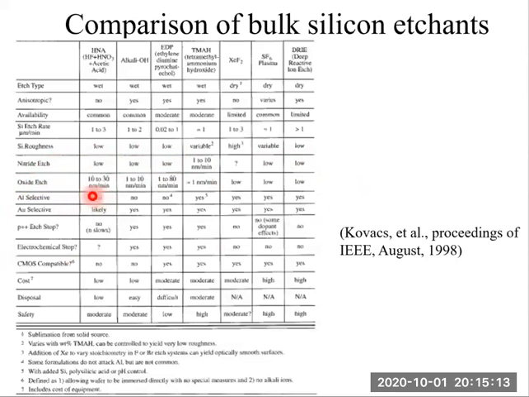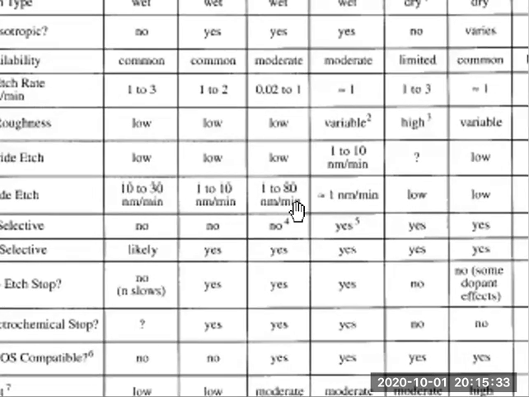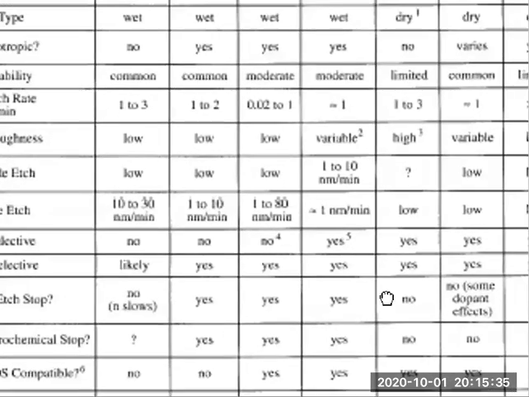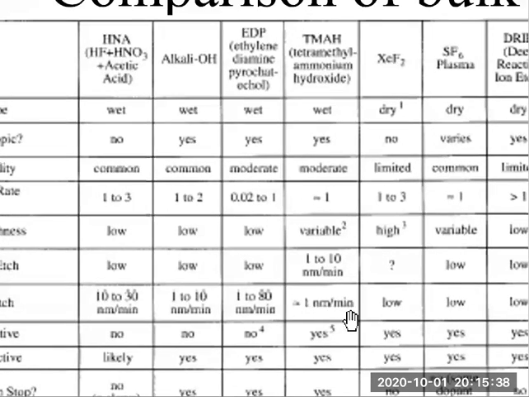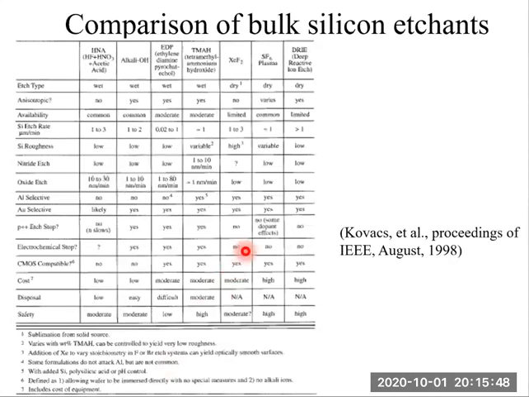Oxide etch: in HNA, 10 to 30 nanometers per minute, a pretty high etch rate. KOH 1 to 10 nanometers per minute. EDP 1 to 80. Let me enlarge it. 1 to 80. TMAH 1 nanometer per minute, a very low etch rate. Xenon difluoride low, low, low. So that's the oxide etch rate.